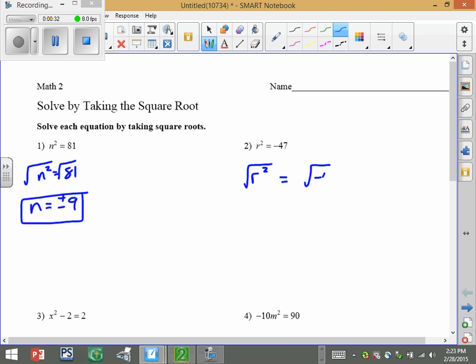And you take the square root of negative 47. Well, r squared will turn into just r. We have plus or minus, and 47 doesn't factor down, but we can deal with the negative. We pull out an i, and then we leave the 47 underneath the square root.